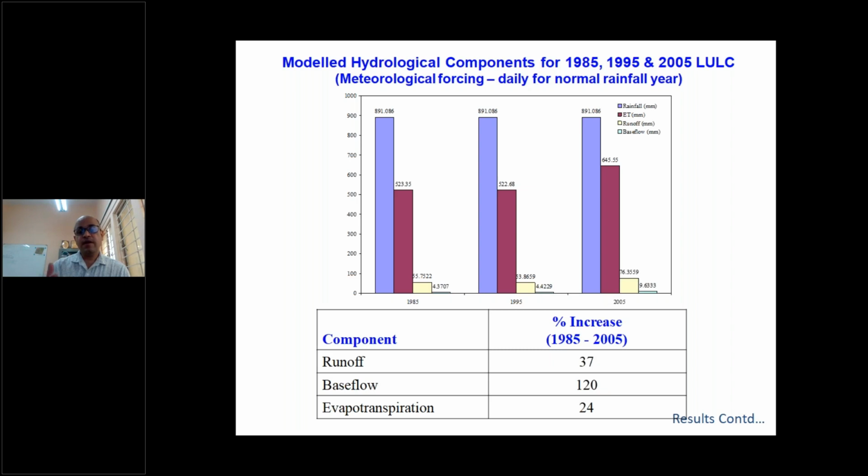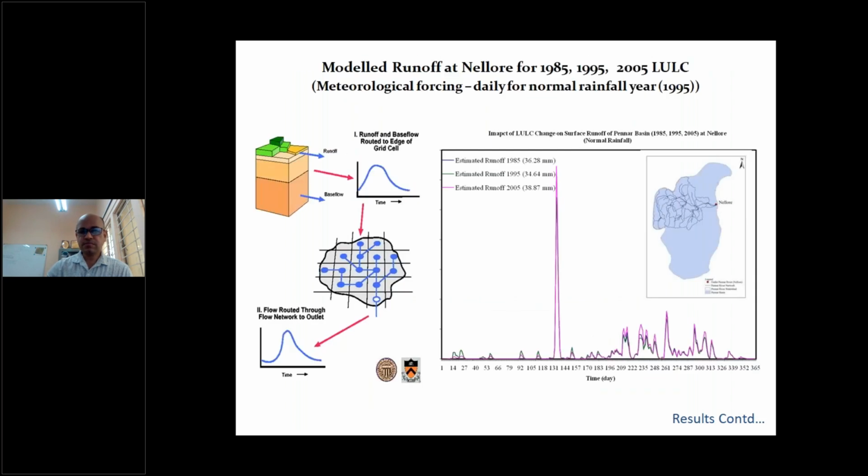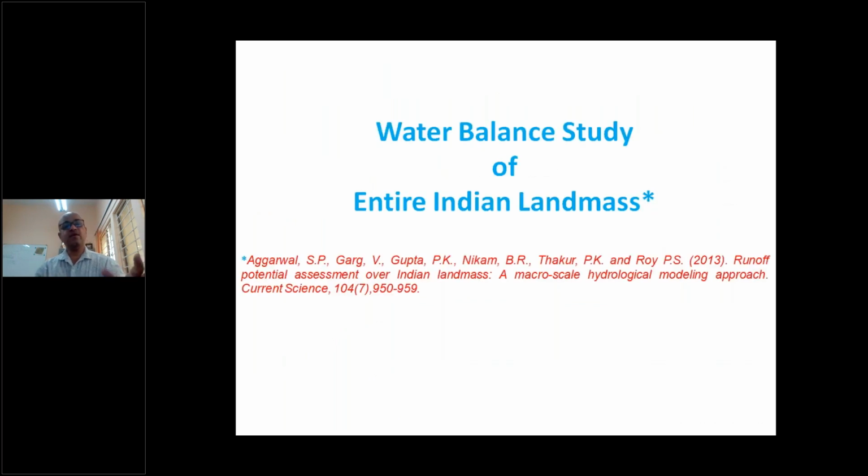However, in 2005 it has become something around 76.35. It has increased. Runoff has increased by 37%, base flow has increased, and evaporation has changed. Now the same model can be used for other studies also, because on a basin scale there was no change appearing in surface runoff.